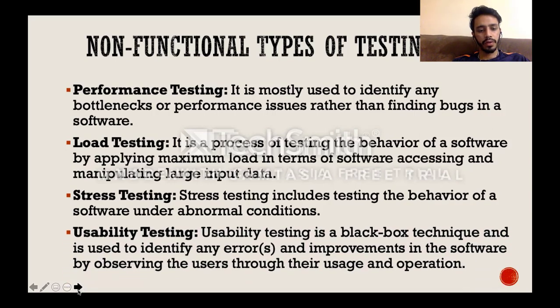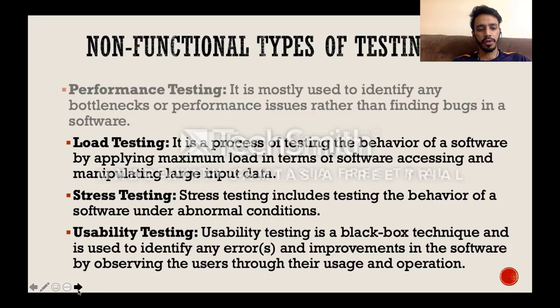And the last one is usability testing. It is a black box technique and it is used to identify any errors and improvements in the software by observing the users through their usage and operation.